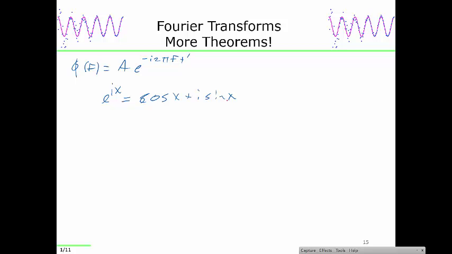So if I look at this function, what does it look like? It's going to look like A times cosine 2 pi f t prime minus i A sine 2 pi f t prime. So the real part of that function is going to be cosinusoidal with the characteristic frequency of 1 over t prime.